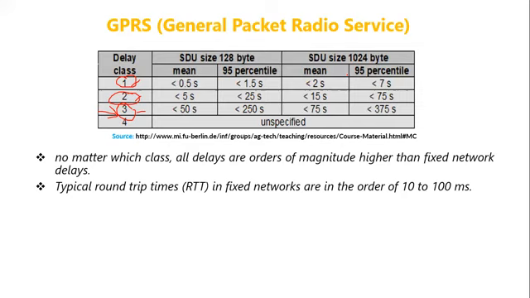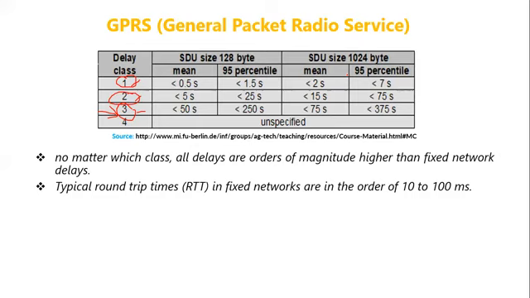So this is how the delay characteristics of GPRS were specified. You can see all delays are orders of magnitude higher than fixed network delays. Basically, the delay produced by GPRS is higher than the fixed network. This is a very important characteristic.